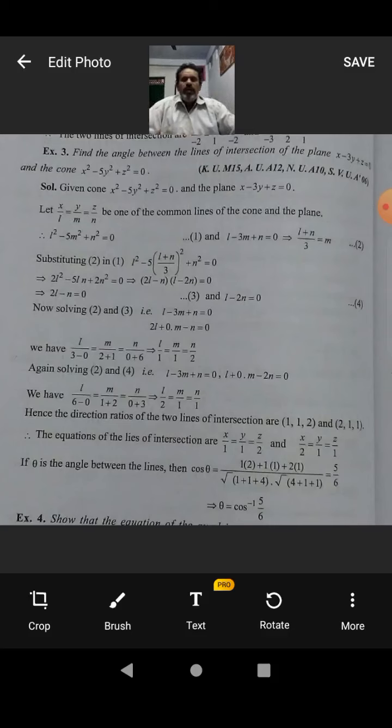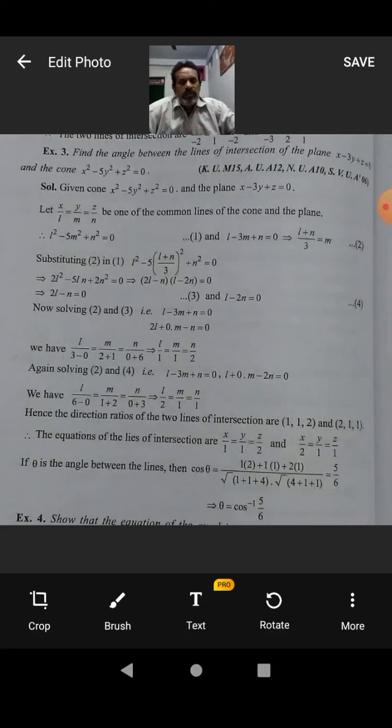The solution is, as we discussed in the first problem, find the lines of intersection of the plane and the cone. So up to that, that means we have to find the lines x by L1 is equal to y by M1 is equal to z by N1, and x by L2 is equal to y by M2 is equal to z by N2, like that.